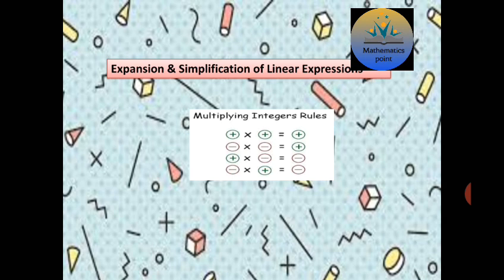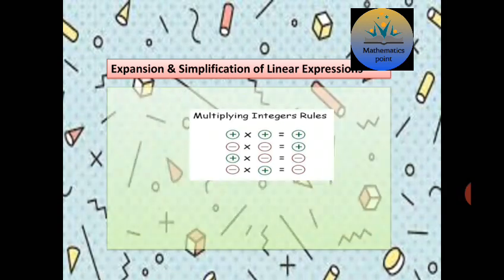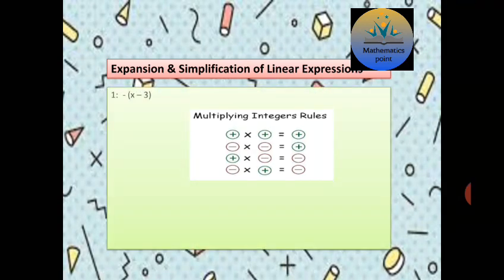Whenever the opposite signs are multiplied with each other, we get the answer in negative sign. Plus minus is minus, as well as minus plus is minus. It is the rule of the multiplication. Now, keeping these rules in mind, we will start the question. Here we have the first question, minus into x minus 3.